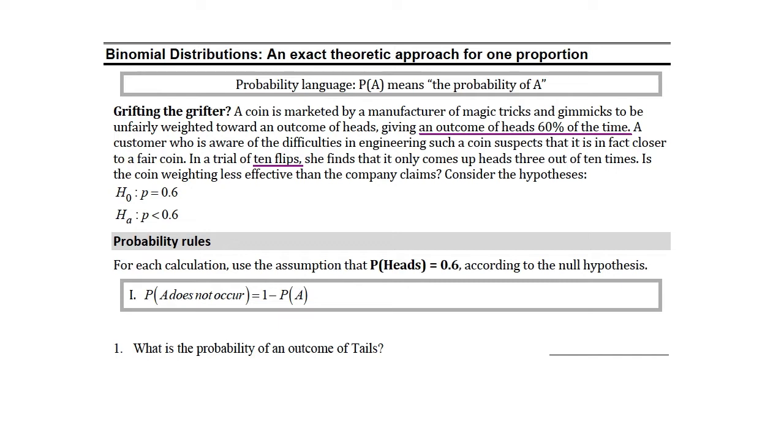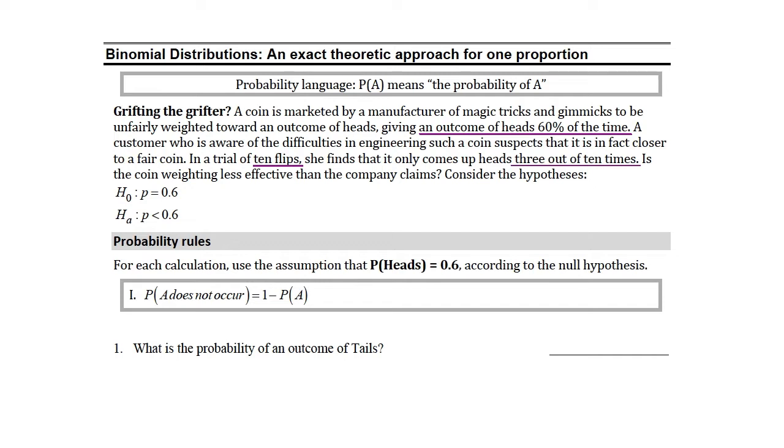she saw that it came up heads 3 out of 10 times, so that would be 30% of the time. We're interested in looking at the hypotheses, testing the question of whether or not we have evidence that this is in fact weighted the way the manufacturer claims it is weighted, or if it is a lower probability than that. Perhaps it's a fair coin at 0.5, something we suspect that it might be closer to a fair coin.